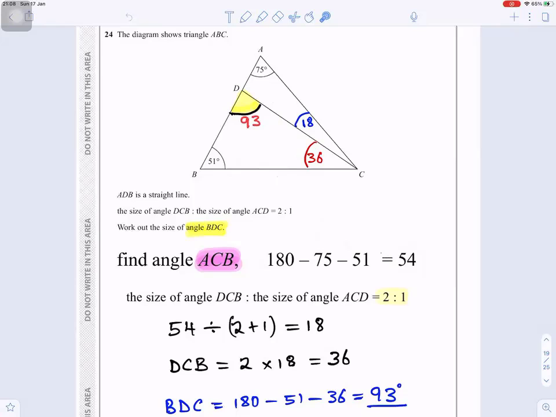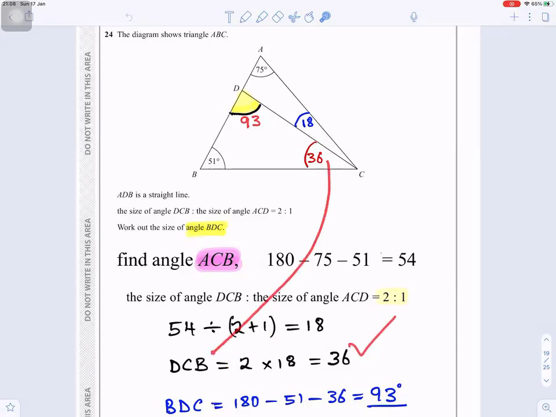Now, we need to share that 54 in the ratio 2:1. So the size of angle DCB is to the size of angle ACD is 2:1. So 2 plus 1 gives you 3. So 54 divided by 3 is 18. We know DCB is 2, so 2 times 18 is 36.